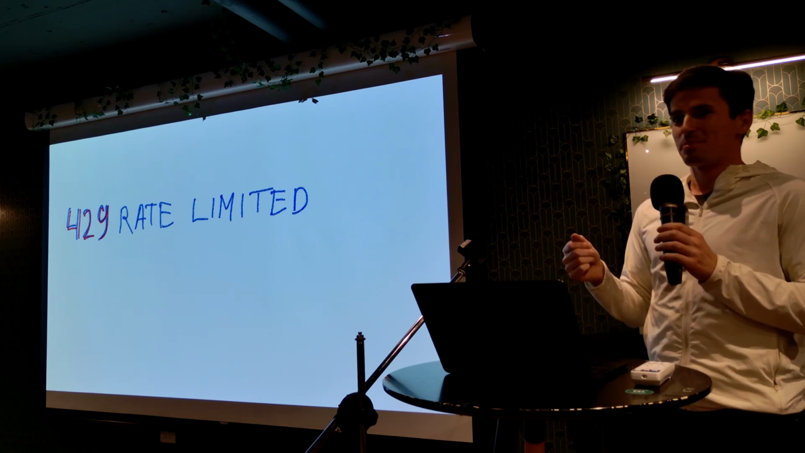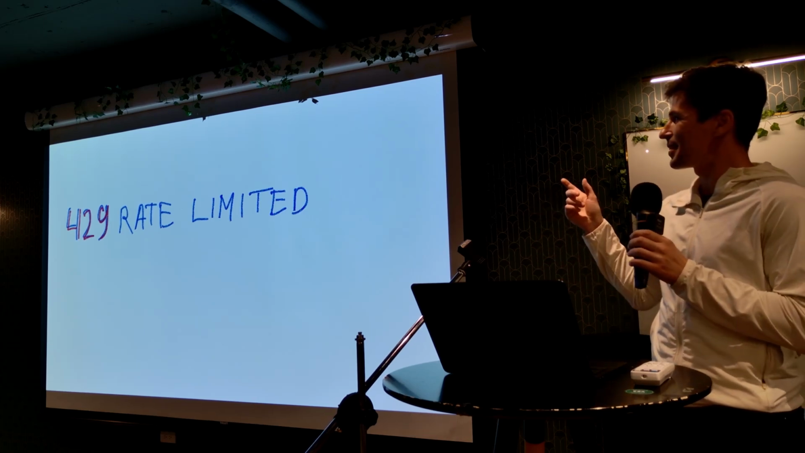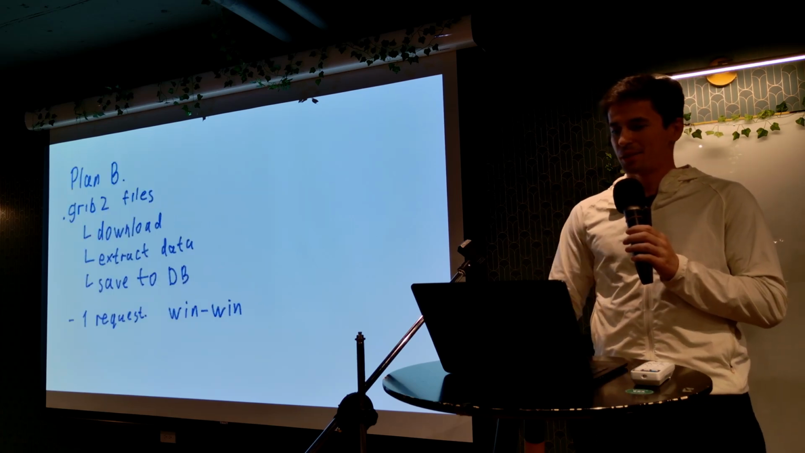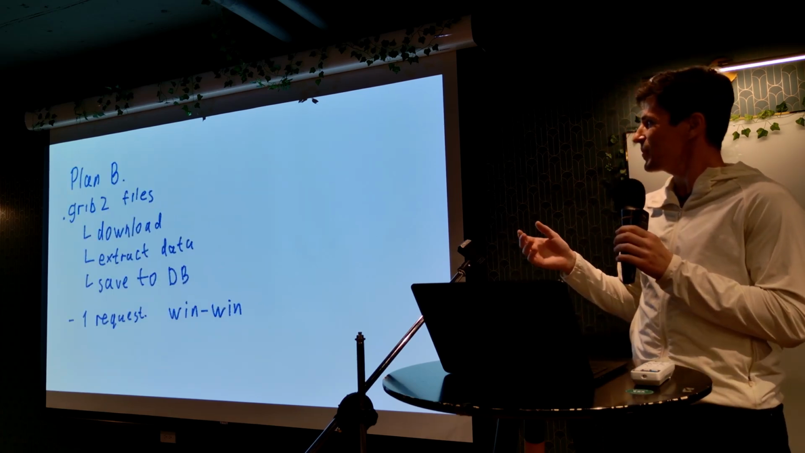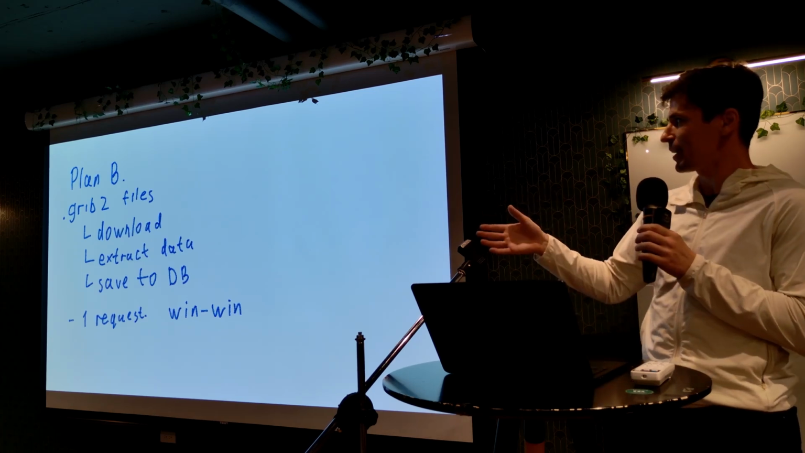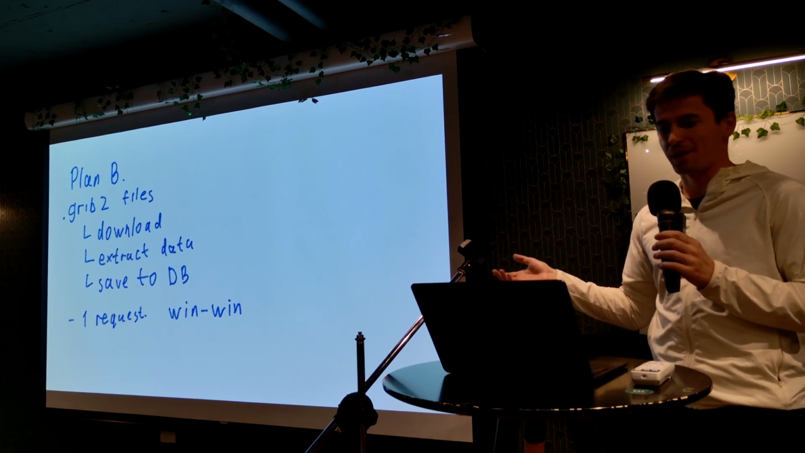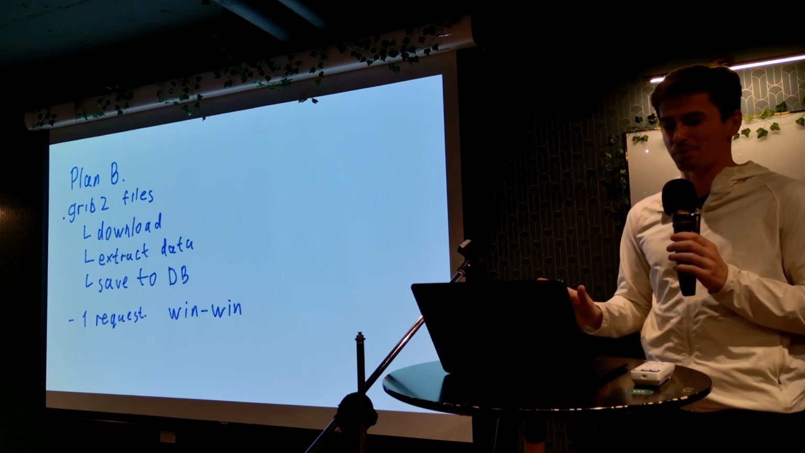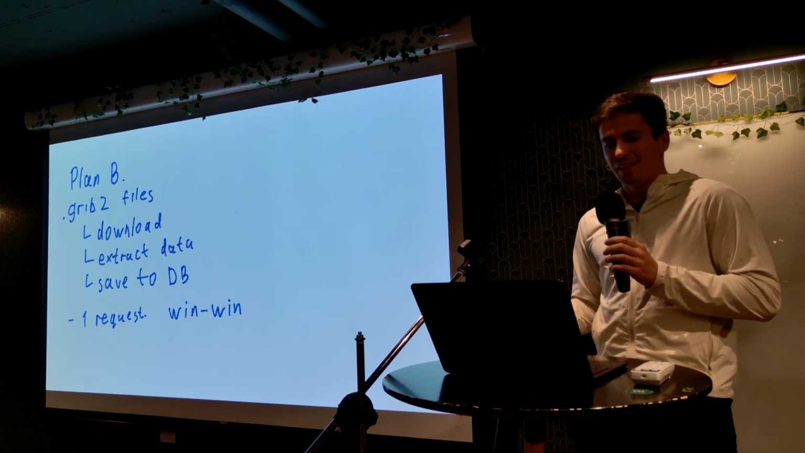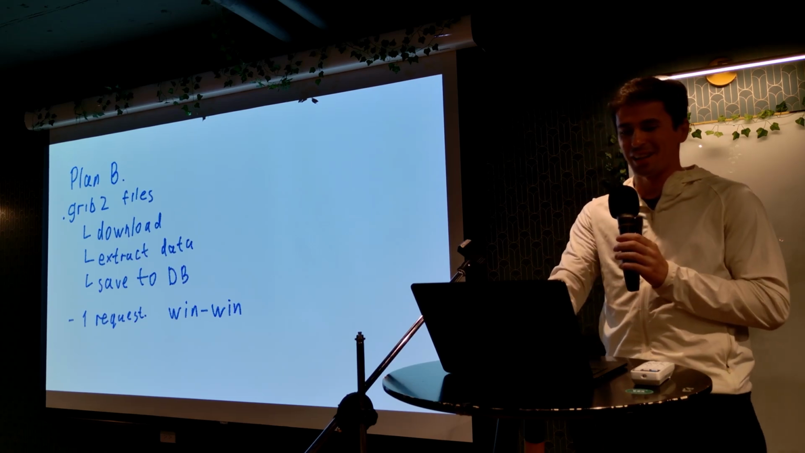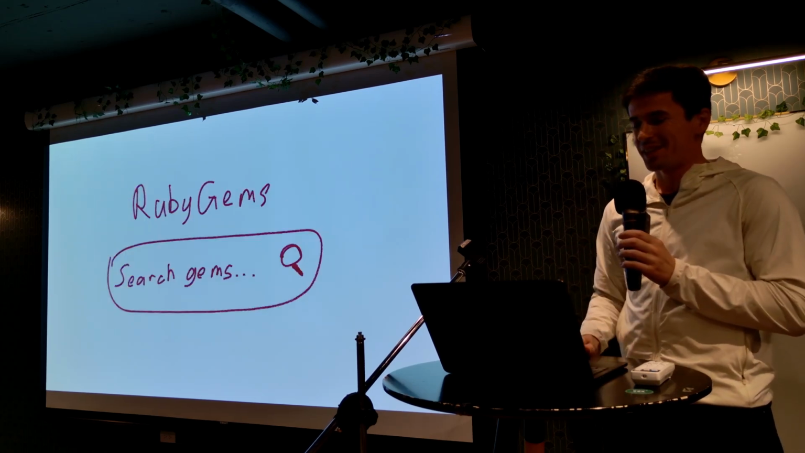But I had a plan B. The other way this service provides data is a binary file. It's called GRIB files, and I thought, okay, if I have the other way, I would just download the file, get the data out of it, save to database. It will be just a single request, not 300. Everyone must be happy after that. Downloading the file was easy, as all of you guys know, but how do I get that data?